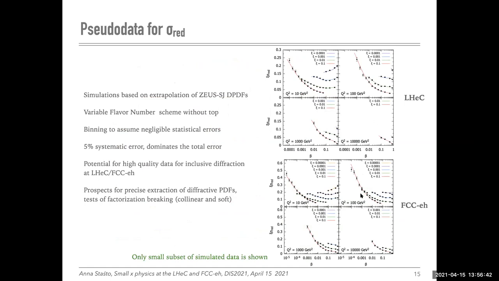Given that, simulations for sigma reduced in diffraction were performed. This is for the LHeC and this is for the FCC. So this is sigma D3 as a function of beta in bins of Q square and xi. This is only a selected set of data. So here you see the quality of the data. Here I would just mention that basically the data are dominated by the systematics, which we assume to be in a conservative range of 5%.